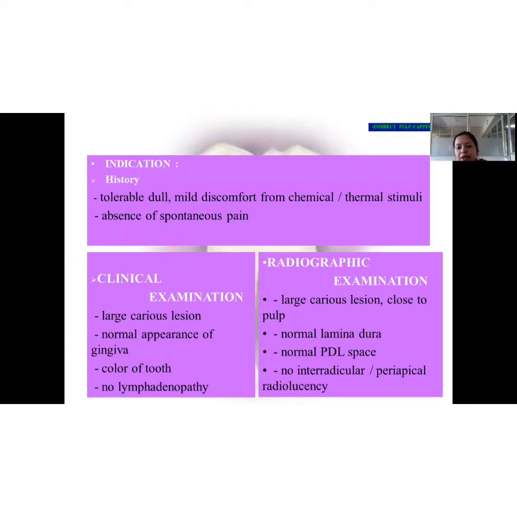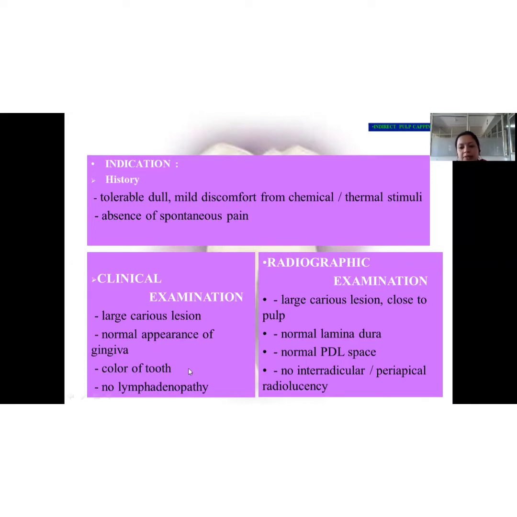Now, what are the indications of indirect pulp capping? The history shows tolerable dull, mild discomfort from chemical and thermal stimuli, with absence of spontaneous pain, and pain that subsides after removal of the stimulus. There is no history of night pain or any history of abscess or swelling, and there is no mobility.